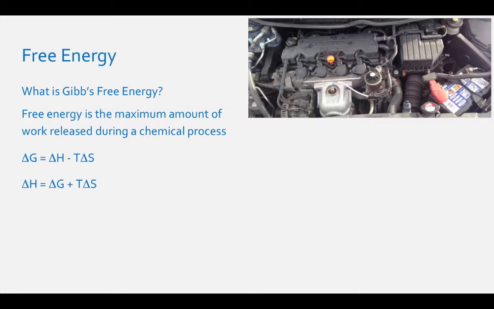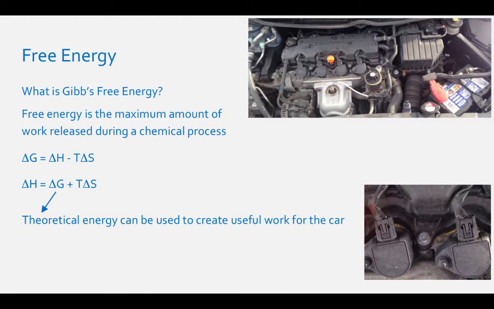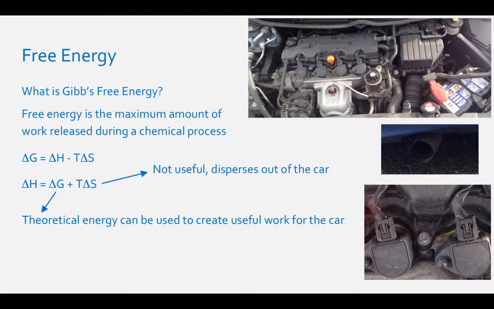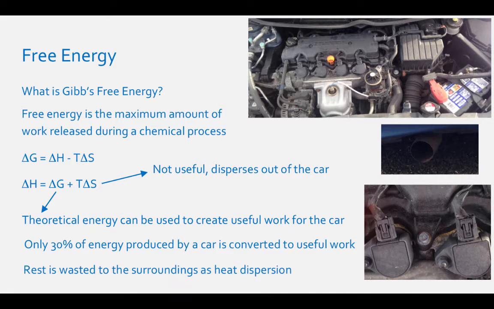This means there are two parts to the total amount of energy that comes from making and breaking chemical bonds in the combustion equation. One part, delta G, is the amount of theoretical energy that can be converted into useful work, such as generating electricity for the car's electrical system. The other part is the T delta S energy that is not usable. This is the portion of the energy that disperses out the car's exhaust system as hot gases. In fact, only about 30% of the energy produced during combustion of a gasoline-powered car is useful work. The rest of the total energy is wasted.